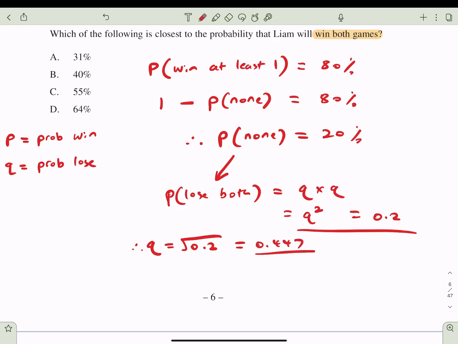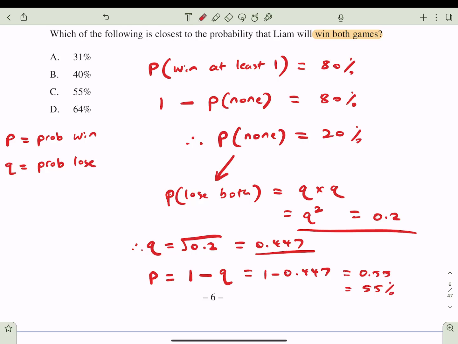Now, the probability of me losing is 0.447. So the probability of me winning is 1 minus the probability of me losing. So that's equal to 1 minus 0.447, which is around 0.55. We'll just leave it as that because nearest percentage, so 55%.